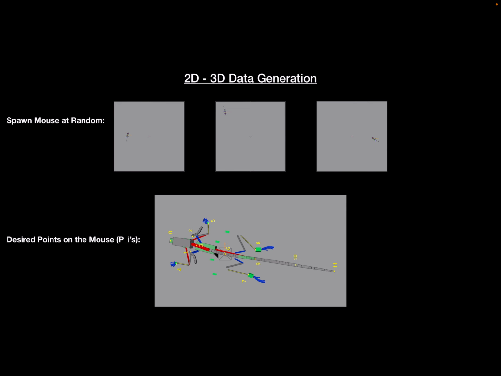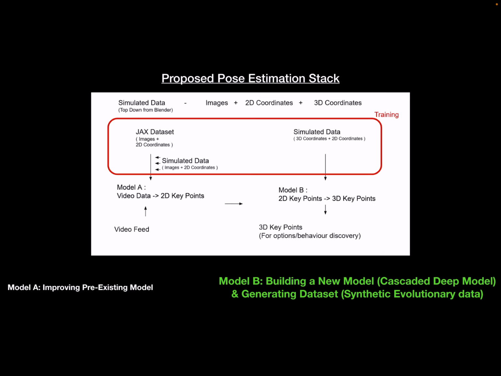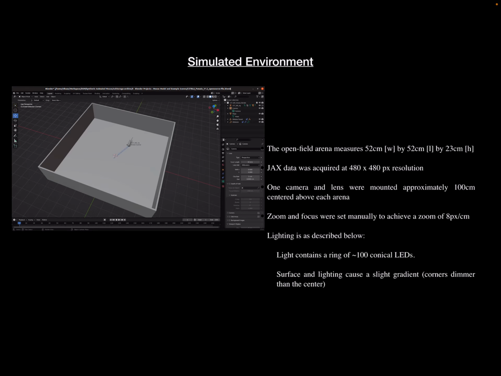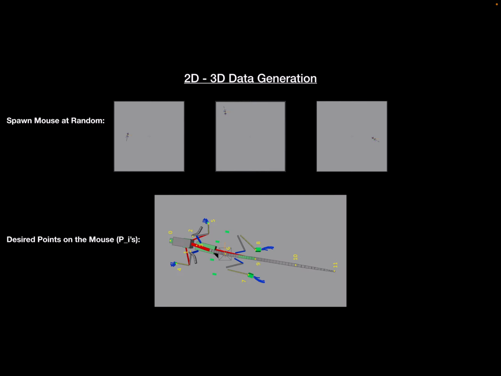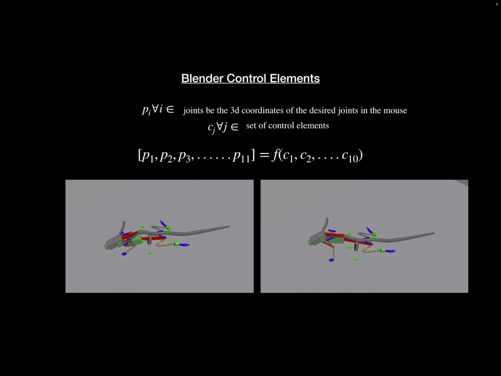Okay, so let's go to how we're generating 2D and 3D data points. The first step is pretty obvious: spawn the mouse at random. We're just spawning the mouse at random positions and different orientations across the workspace. Next, if you look at this image, there are 12 key points. We need to identify these 12 key points in the Blender model, as marked here, running from 0 to 11. These are the points for which we wish to have the 3D and 2D coordinates. Let's call these the desired points. I am naming them P's for a specific reason, because later this comes up. We will look into it.